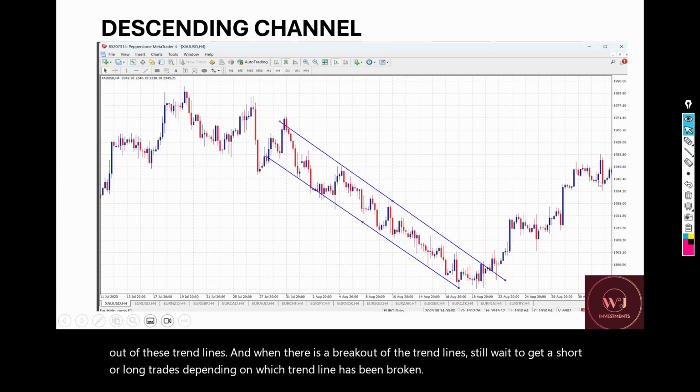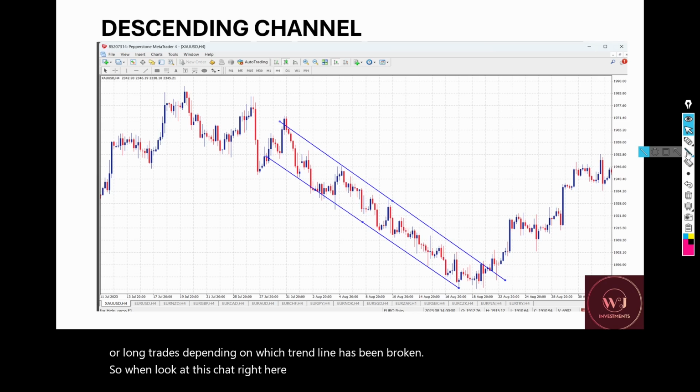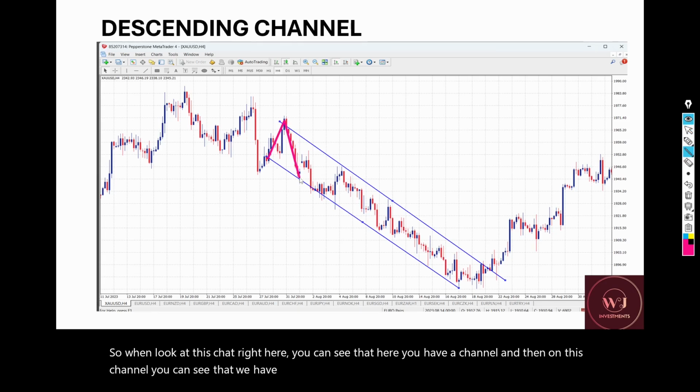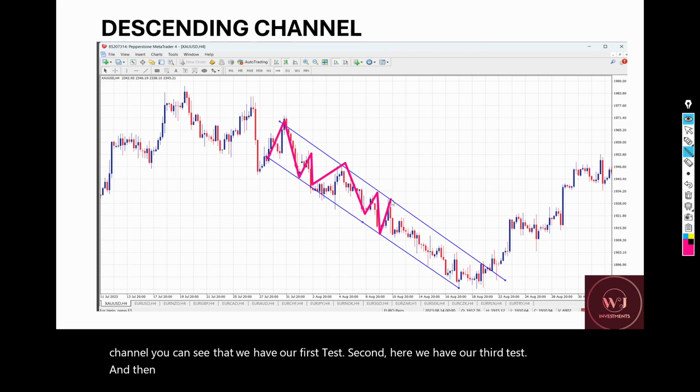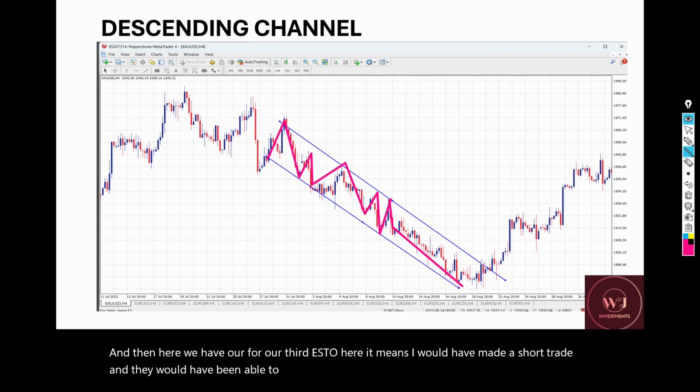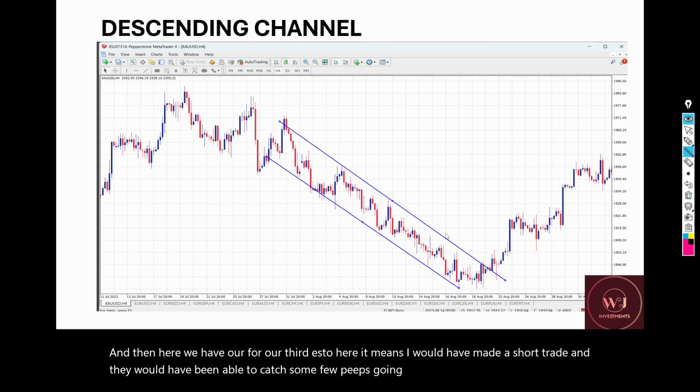So when you look at this chart right here, you can see that here you have a channel. And then on this channel, you can see that here we have our first test, second, here we have our third test. So here it means that we would have made a short trade and then would have been able to catch some few pips going downwards, though this one was not wide enough.